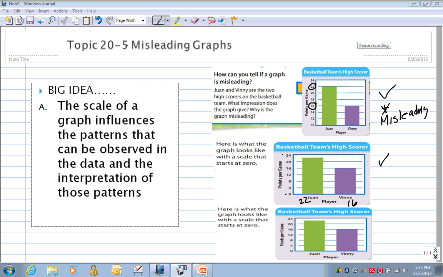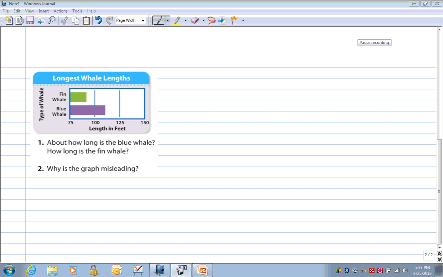I also want you to understand that a misleading graph is not always intended to mislead people. Sometimes people make mistakes, and they may not realize that the choice of their scale affects the impression given by the data. On the more accurate graph here, you can still clearly see that Juan is the team's higher scorer, but not by twice as much. It's less than double.